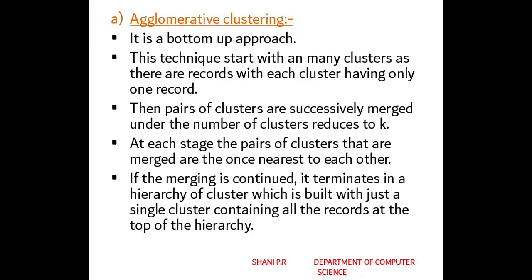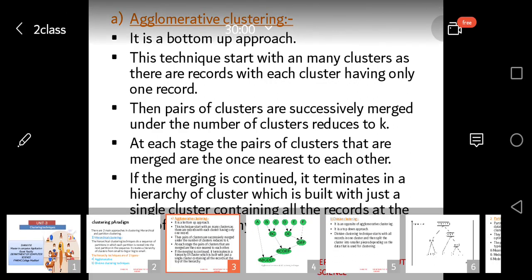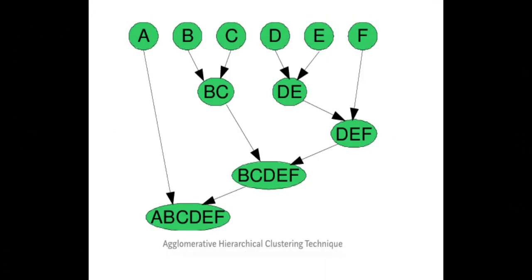Okay, the pairs of clusters are successively merged until the number of clusters reduces to k. So from the number of clusters it will be grouped into a single element like that. Okay, at each stage the pair of clusters that are merged are the ones nearest to each other. If the merging is continued, it terminates in a hierarchy of clusters which is built with just a single cluster containing all the records at the top of the hierarchy. So agglomerative clustering is a bottom up approach.